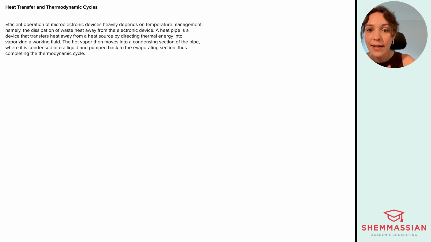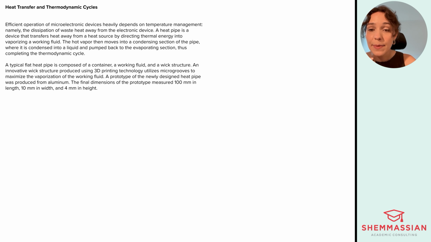All right, so let's go ahead and move on to the second paragraph. It reads, a typical flat heat pipe is composed of a container, a working fluid, and a wick structure. An innovative wick structure produced using 3D printing technology utilizes microgrooves to maximize the vaporization of the working fluid. A prototype of the newly designed heat pipe was produced from aluminum. The final dimensions of the prototype measured 100 millimeters in length, 10 millimeters in width, and 4 millimeters in height.